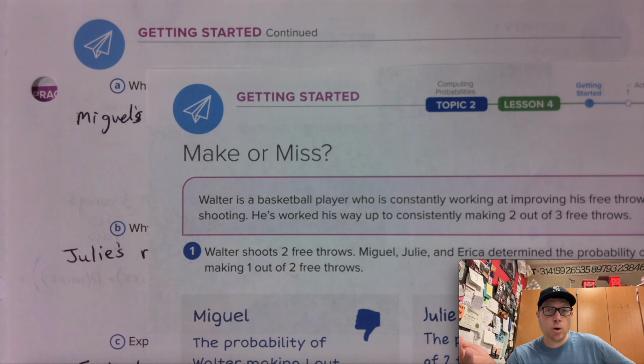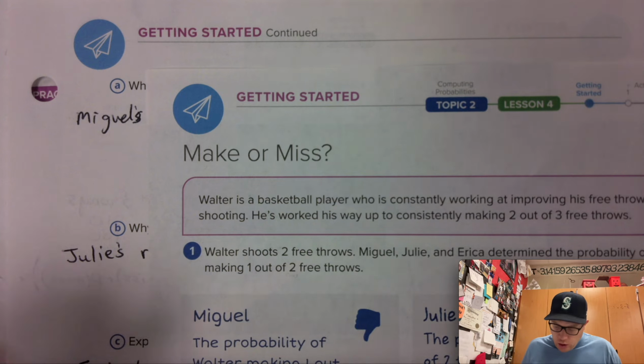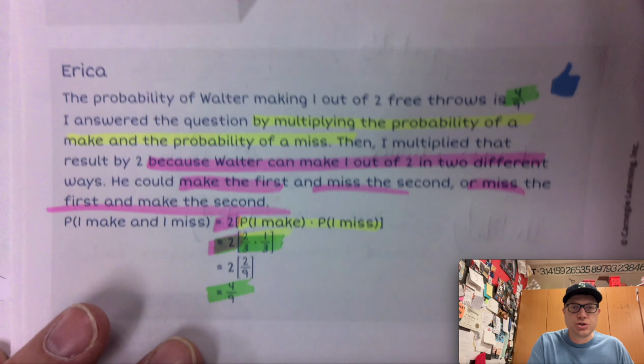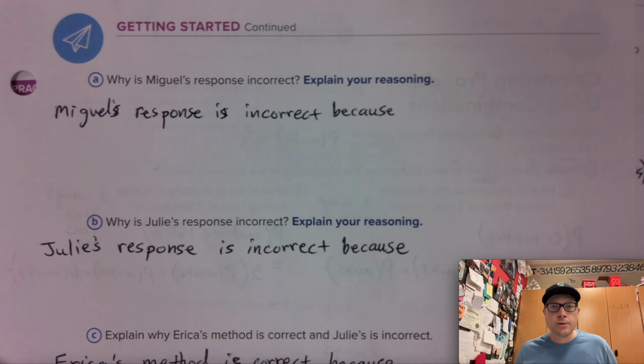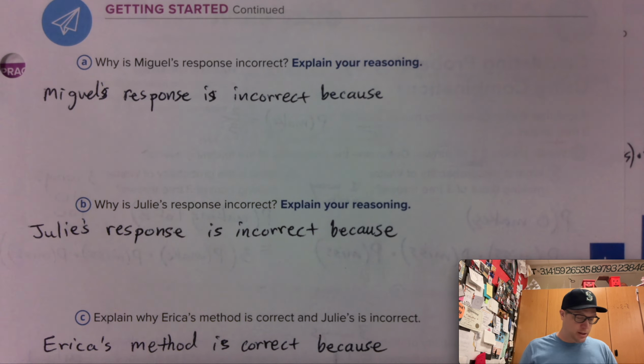This is page 881, and you have to have your page 880 handout. We highlighted on it. See, here it is. We got our highlights. We got our Julie and Erica and Miguel answers. So we're going to use those as we answer the questions on this page.